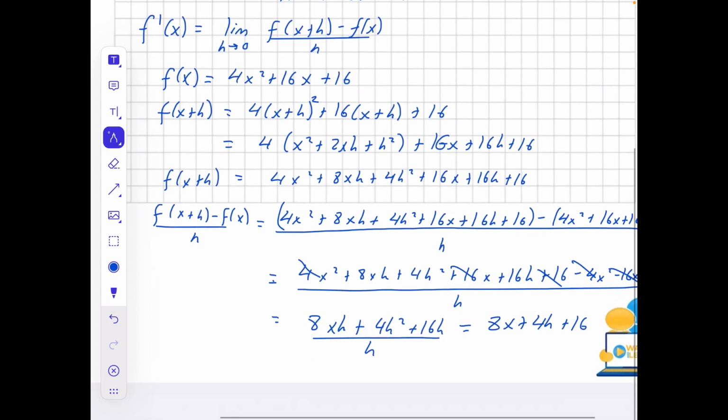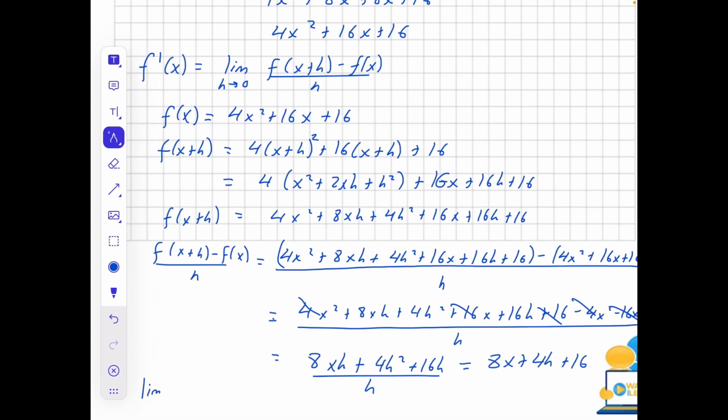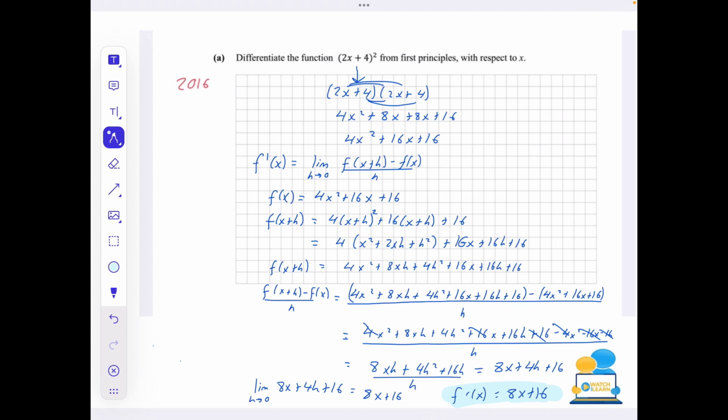All to be divided by h. Divide the h into everything. That'll give me 8x plus 4h plus 16. Okay, not finished. We then need to find the limit as h goes to 0 of 8x plus 4h plus 16. So the part with the h is going to disappear, so we're just going to be left with 8x plus 16. So f dash x, the differentiated version, is 8x plus 16 as my final answer.